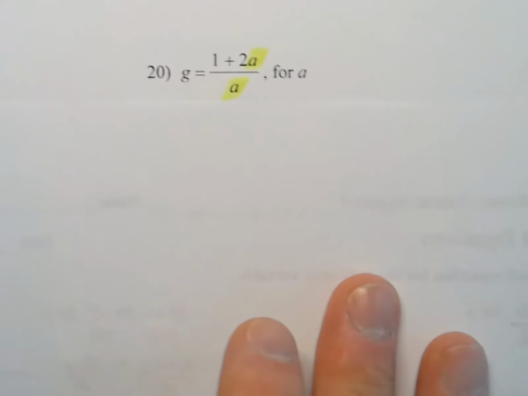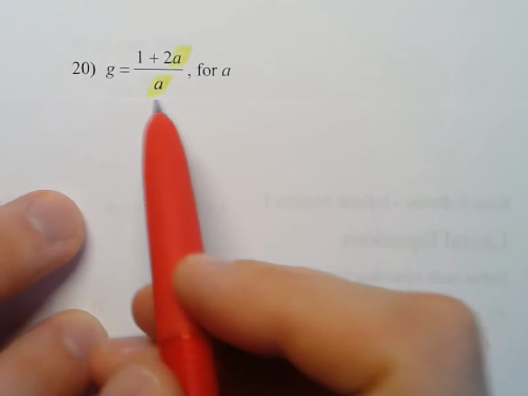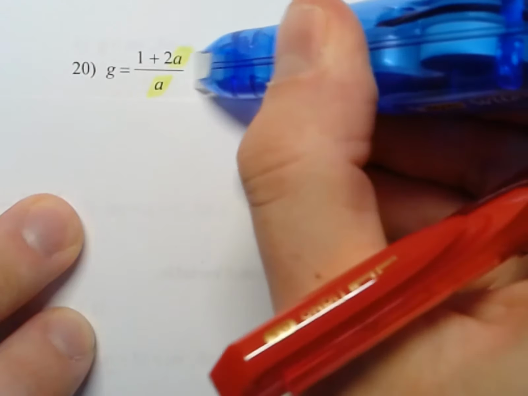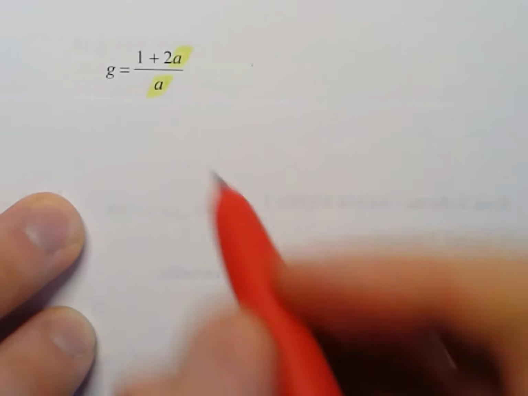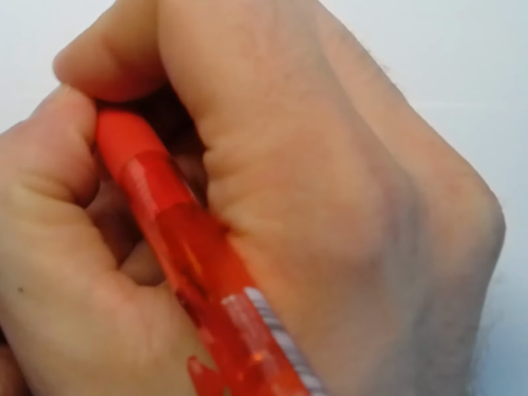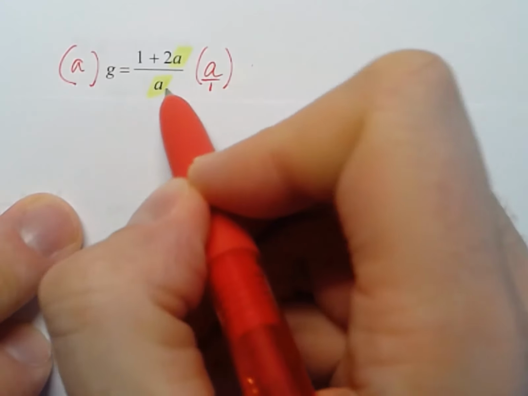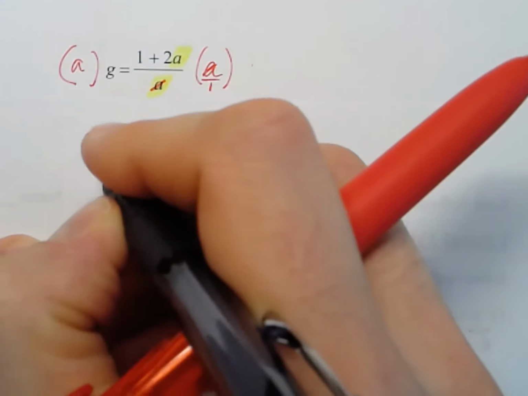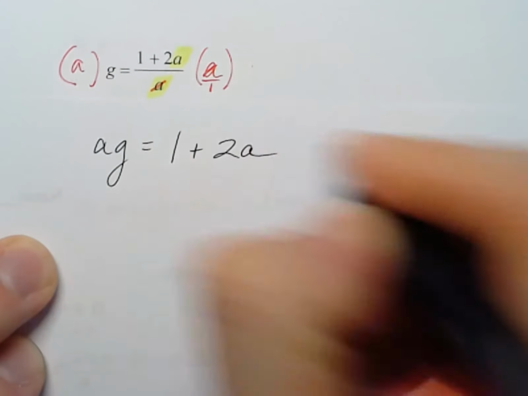Okay, so let's talk about how this would actually go. We need to get the a out of the denominator, so the very first thing we need to do, and remember we're solving for a, I'm just covering this up so that it's easier for me to work here. We need to get this a out of the denominator, and we do that by multiplying by a on both sides. And of course over here it might help to write it as a over 1 because that's going to cancel with that. And so now we have ag equals 1 plus 2a.